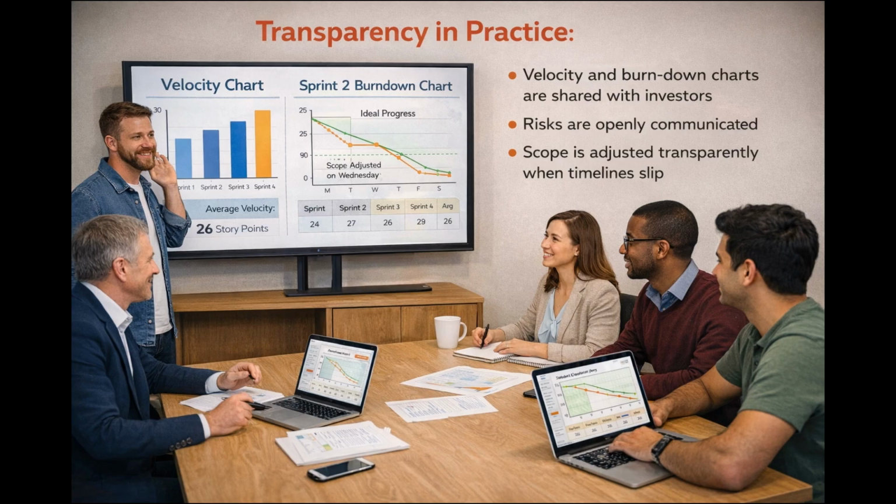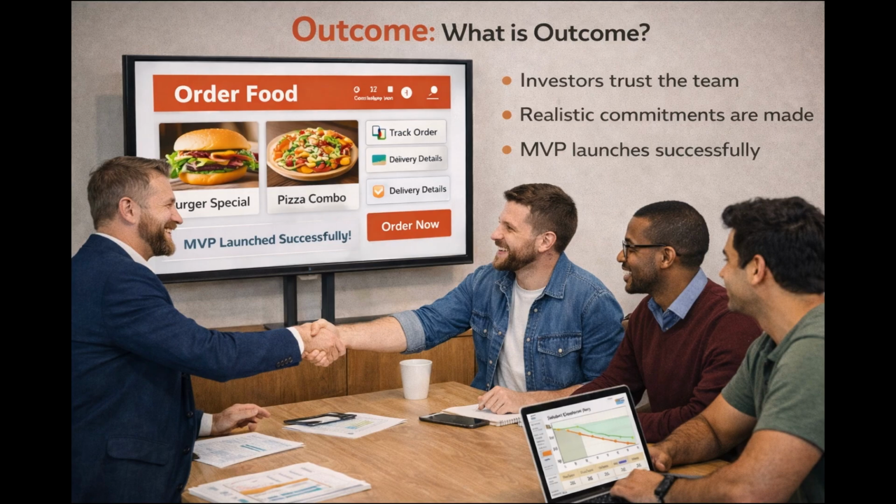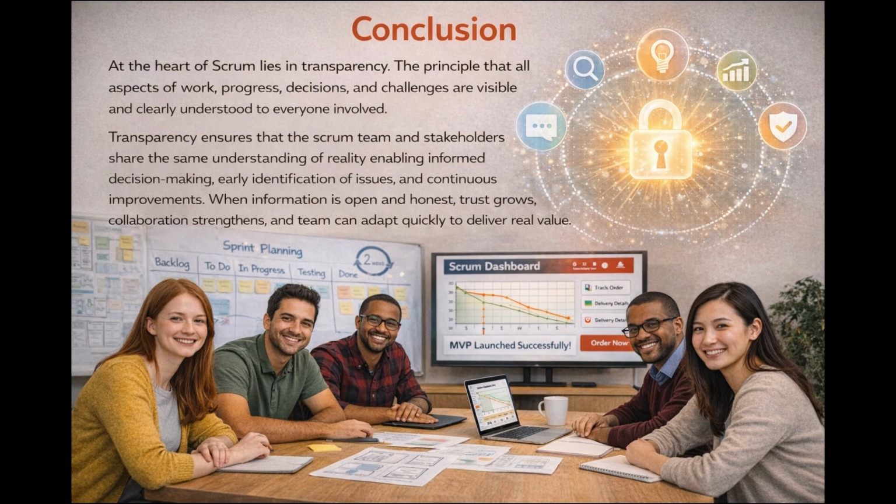What is the outcome? Investors trust the team. Realistic commitments are made. MVP launches successfully. So, the conclusion is: at the heart of Scrum lies transparency, the principle that all aspects of work, progress, decisions, and challenges are visible and clearly understood by everyone involved.